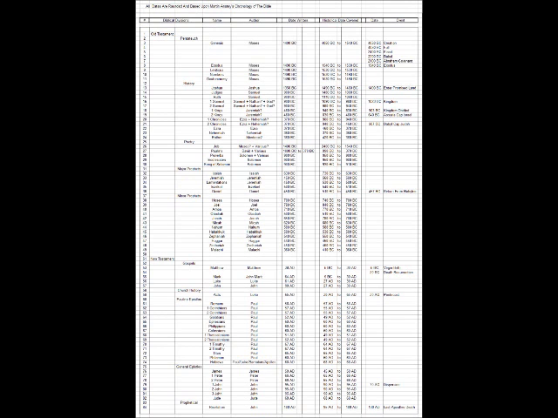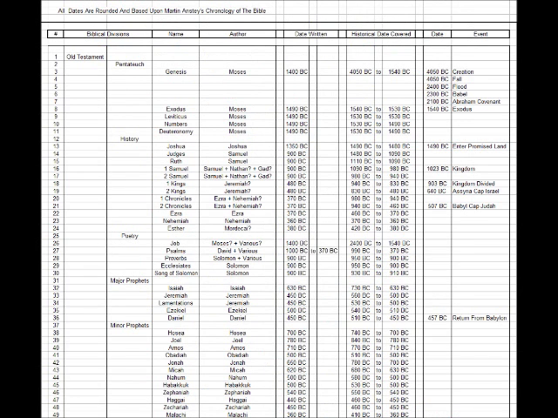Okay, now you should see on the screen before you the Old Testament. We're going to just be looking at the Old Testament in today's lesson. The Old Testament, if you notice, is made up of 5 basic divisions. You have the Pentateuch, the history division, the poetry division, the major prophets, and finally the minor prophets. Those are the 5 divisions that make up the Old Testament. Let's take each division very quickly and look at the books and who wrote those books.